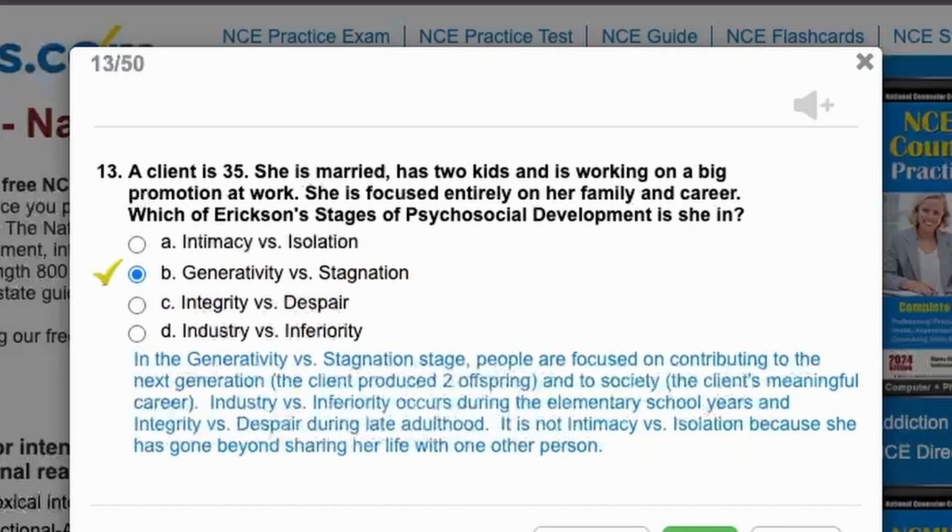B. In the generativity versus stagnation stage, people are focused on contributing to the next generation, the client produced 2 offspring, and to society, the client's meaningful career. Industry versus inferiority occurs during the elementary school years, and integrity versus despair during late adulthood. It is not intimacy versus isolation, because she has gone beyond sharing her life with one other person.